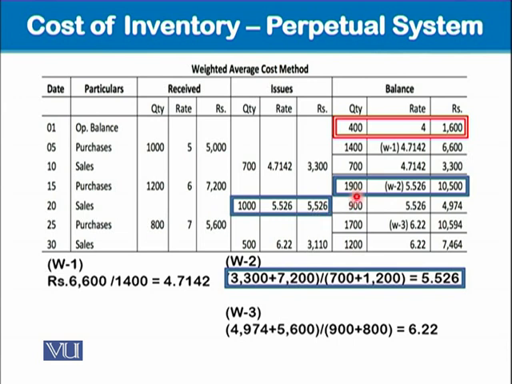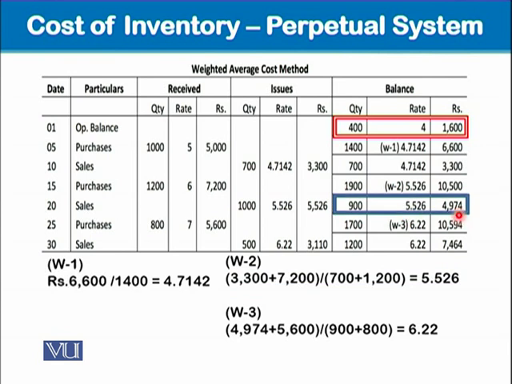5,526. So out of this 1900, 1,000 has been issued, left is 900, the same rate, and this is the amount. By multiplying this 900 with 5.5 to 6, you get this amount. Your calculators should be very fast. Okay, great. So this is the amount of purchase. 800 units we purchased at 7 each, 5,600. Total 900 plus 800 is 1,700. 4,974 and 5,600 is 10,594.